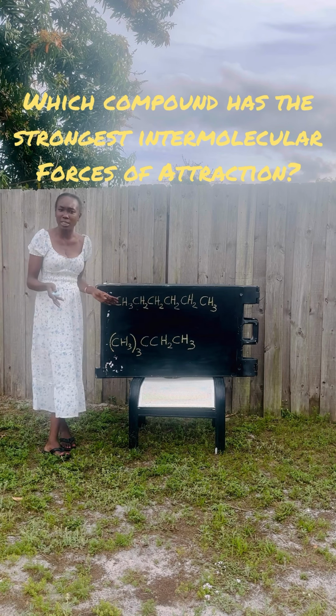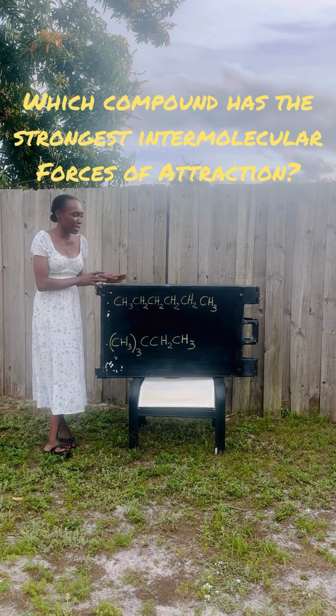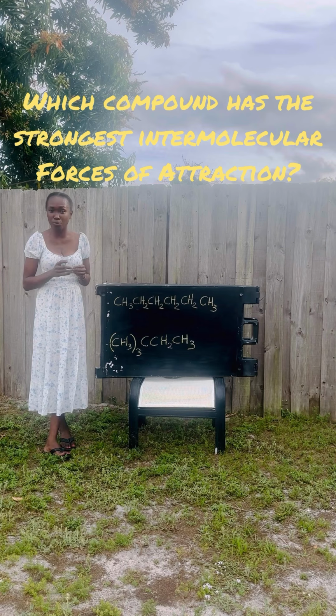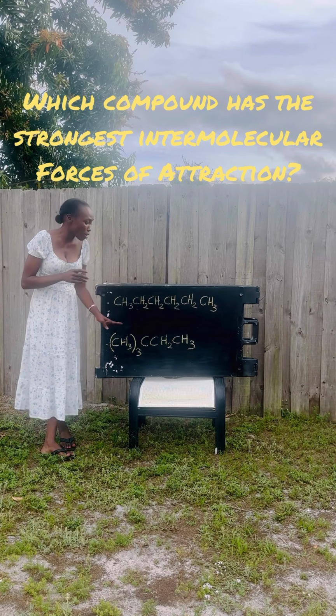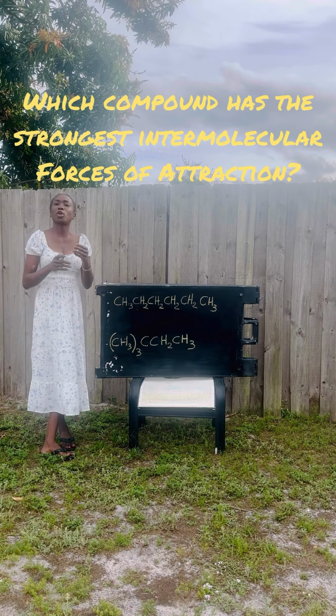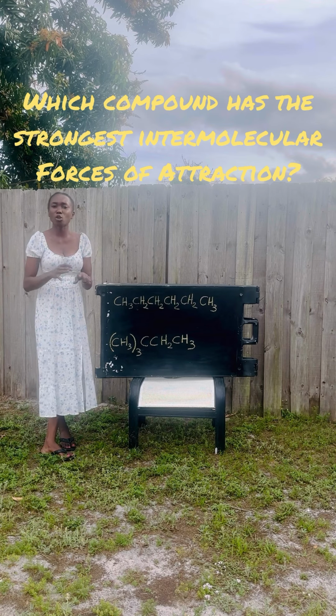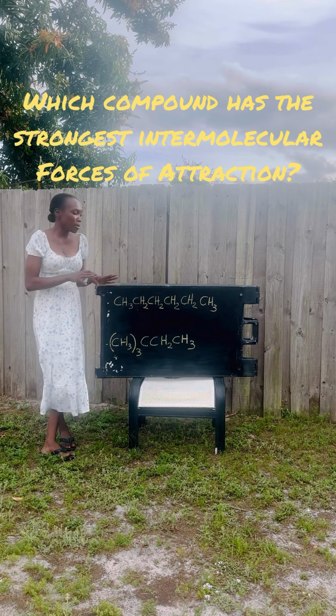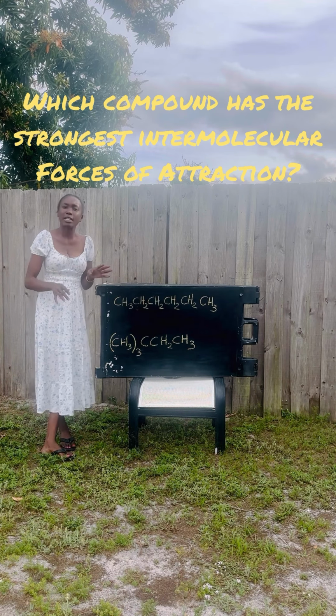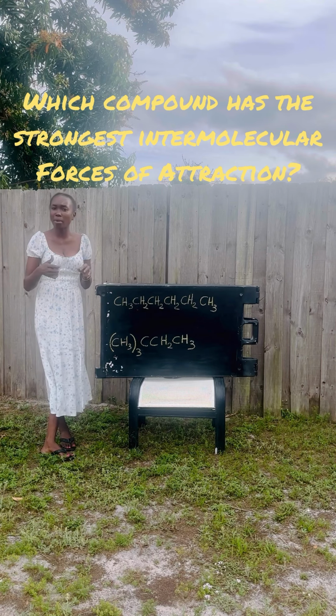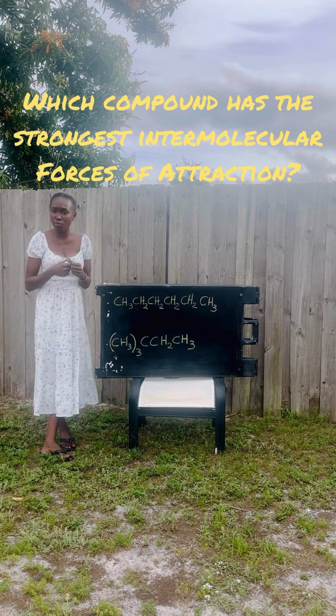We can also rule out dipole-dipole because we ruled out polar bonds. There are no polar bonds here. So the forces acting on these two molecules are dispersion forces. The strongest of the two will then be number one, because with dispersion forces, the surface area of the molecule matters. The more surface area the molecule has, the higher the boiling point, the higher the melting point, and the stronger the intermolecular forces.